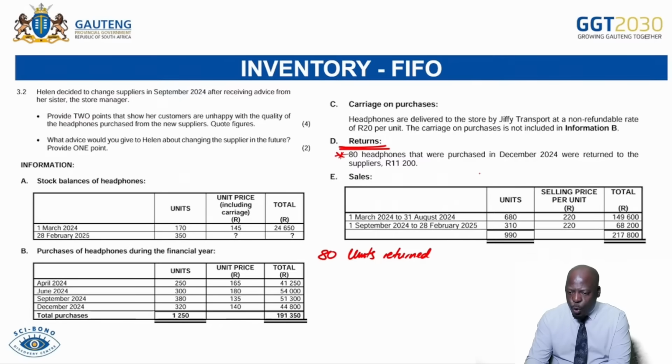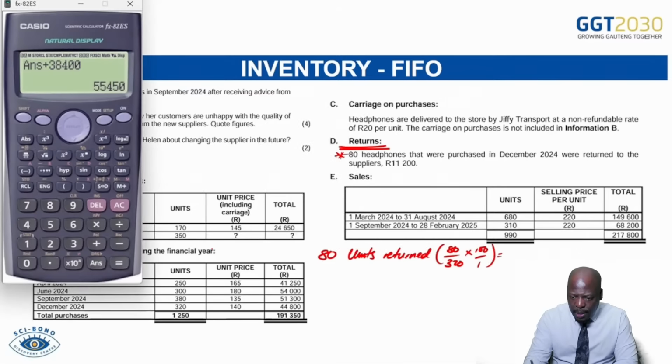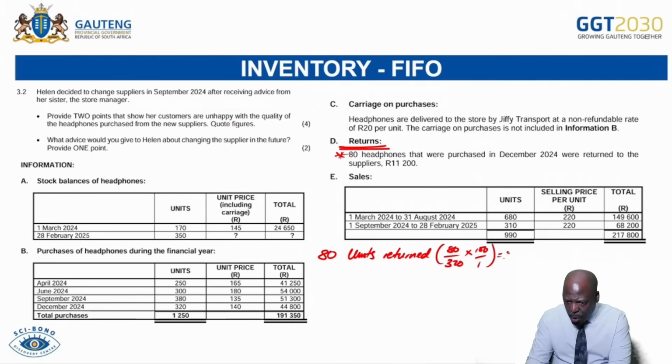If you want to know what percentage this 80 units is, you simply say it is 80 over, and then you divide that by, because these were from what? From December, divide that by 320. Then you multiply by 100 over 1, just so we know the percentage already. So 80 of the 320 units were returned, and that's going to give us 25%. So 25% of the units were returned.